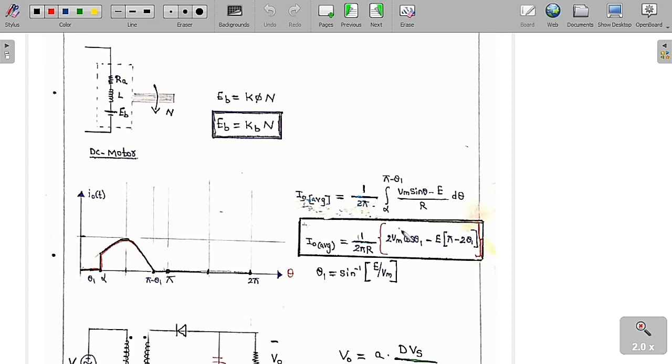If you solve this equation, we get I average equal to 1 by 2 pi R into [2 Vm cos theta 1 minus E (pi minus 2 theta 1)], where theta 1 is the sine inverse of E by Vm, because we are using an RE load and the supply voltage is Vm sin omega t. So from 0 to alpha we are not going to trigger. The triggering angle alpha should lie between theta 1 to pi minus theta 1 only. Only in this range is the current possible, and in the remaining ranges the current is reverse biased, therefore the current is 0.